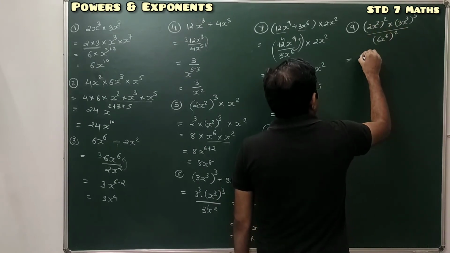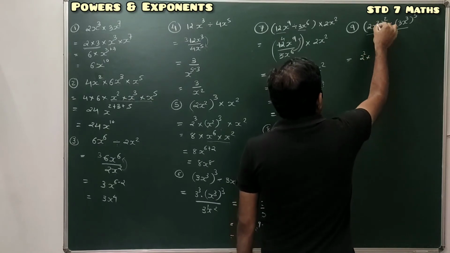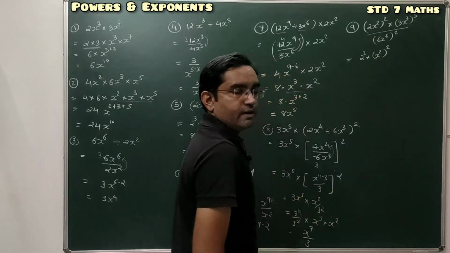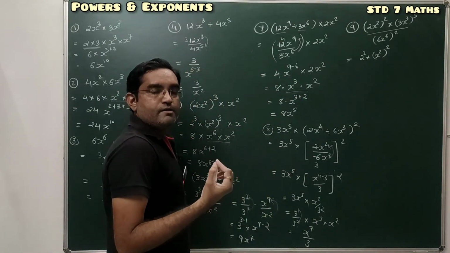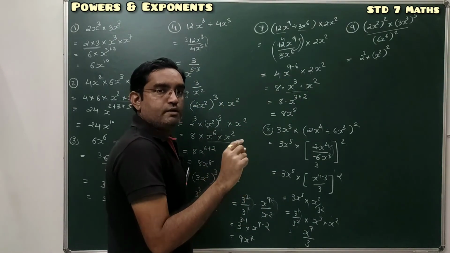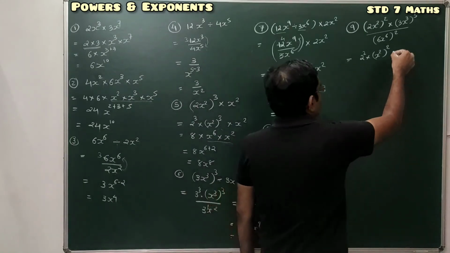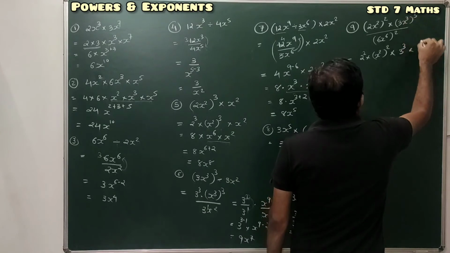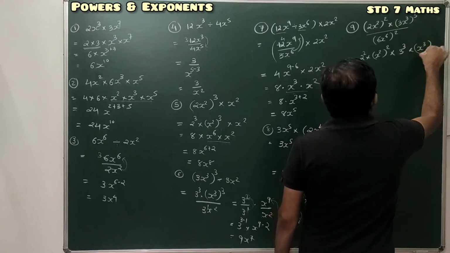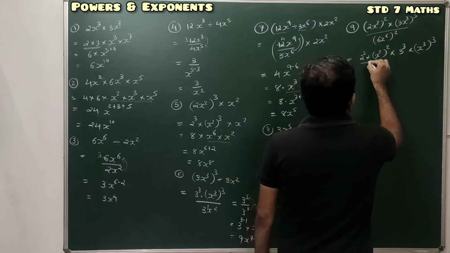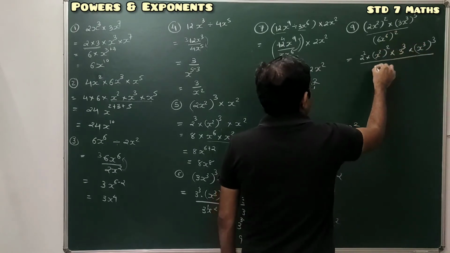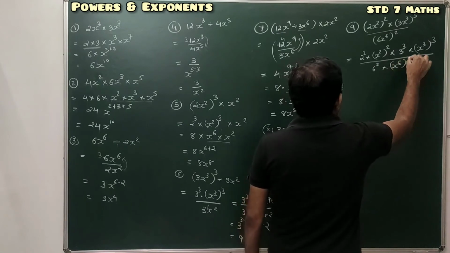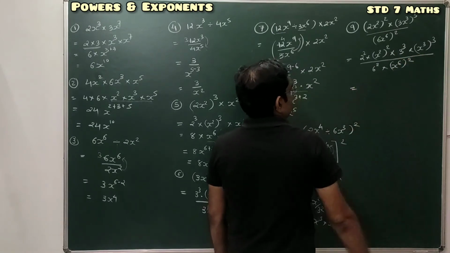So this will be 2 square into x square raised to 2. What is power of multiplication? When power of multiplication is there, we can apply the power to both the multipliers. Into, this one is 3 cube into x cube raised to 3 divided by, this one is 6 square multiplied by x raised to 6 raised to 2.